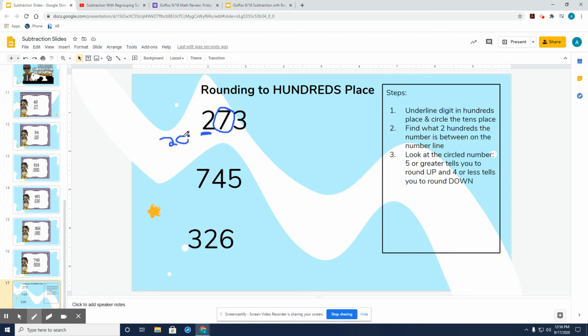273 is between 200 and 300. And that 7 tells me I am going to go up. Remember, 5 or greater, you are going up. So it rounds to 300.